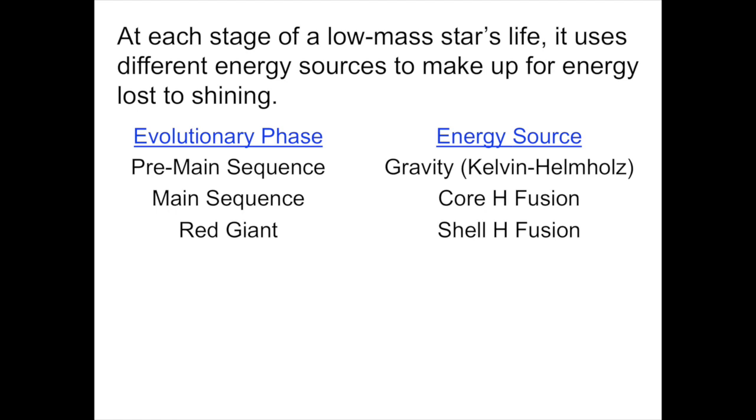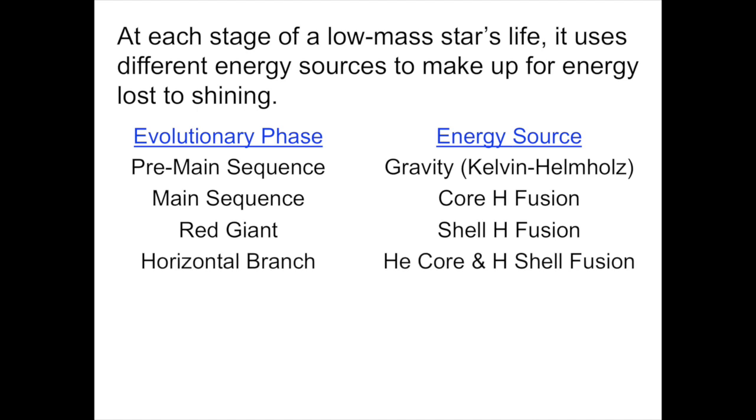the Kelvin-Helmholtz mechanism. At the top of the red giant branch, the core gets hot enough for helium to fuse into carbon and oxygen, and the star readjusts its external appearance and its internal structure, settling down onto the horizontal branch. Now it's getting its energy from helium core fusion and hydrogen fusion in a shell. No more gravitational contraction is needed. This, however, only lasts for about 100 million years.